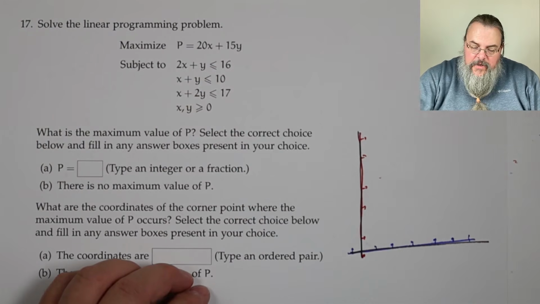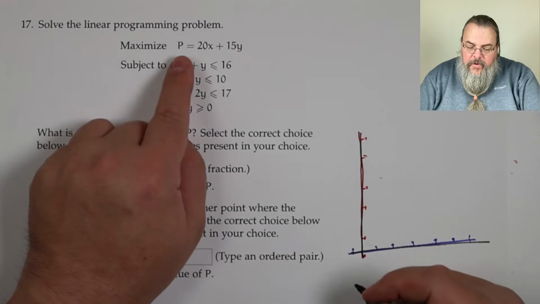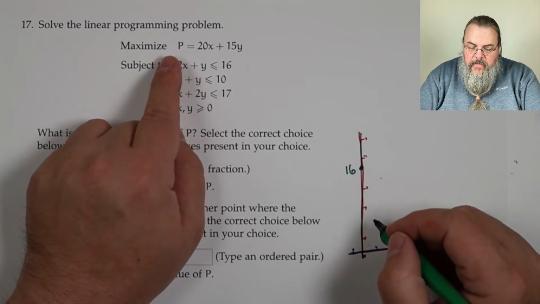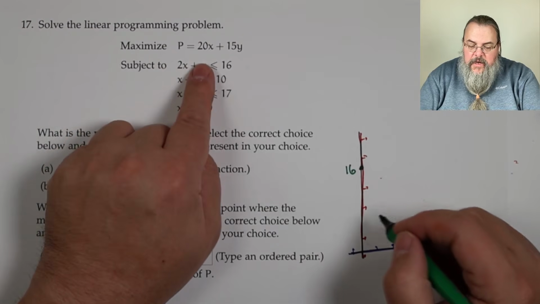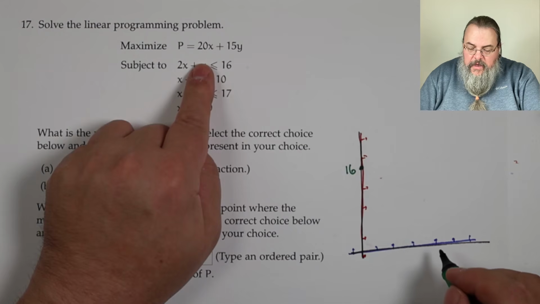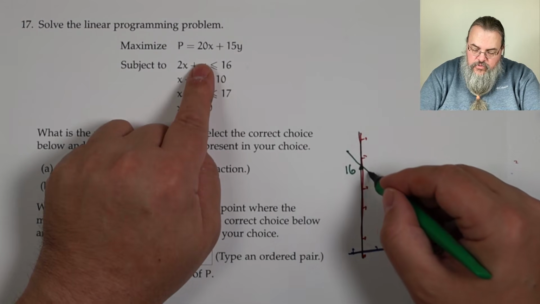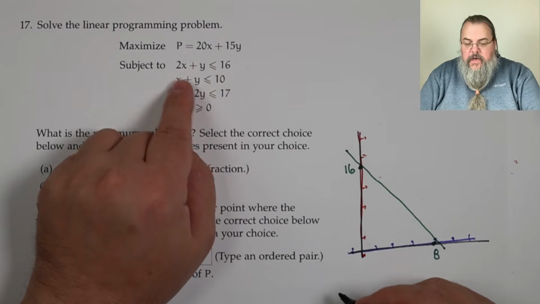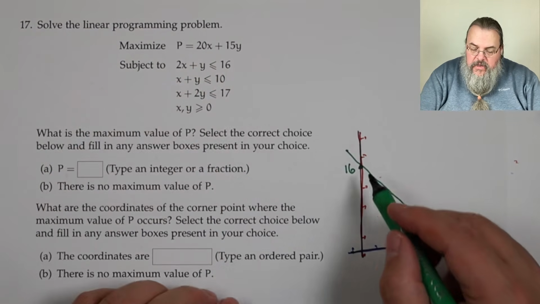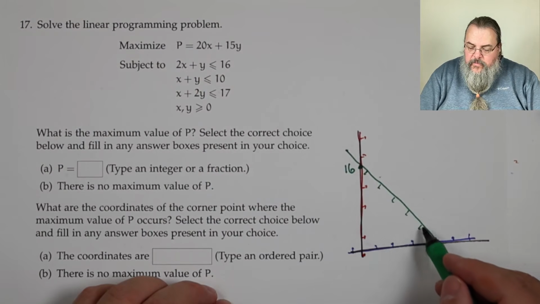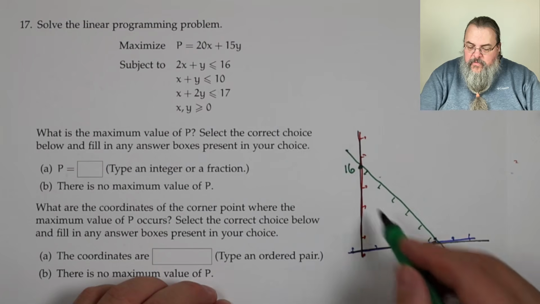Let's sketch these pieces. 2x plus y less than or equal to 16. And where do we hit? We start at 16, and we're going to end at x equals 8. So 16, 8. And 0 plus 0 is less than or equal to 16, so we want to be below.